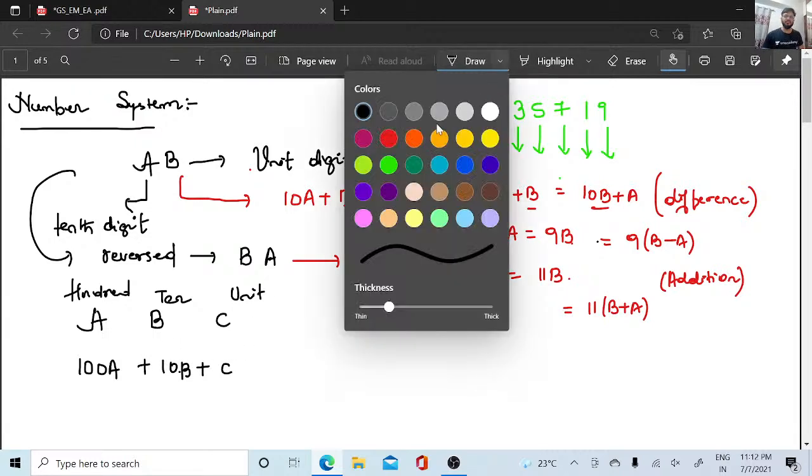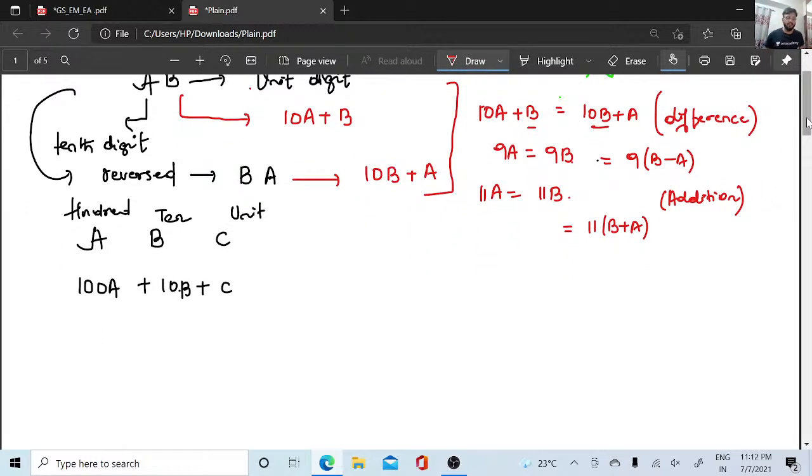When this number gets reversed, this will become 100C plus 10B, which will remain the same, plus A. Yes, this is the 3-digit concept.